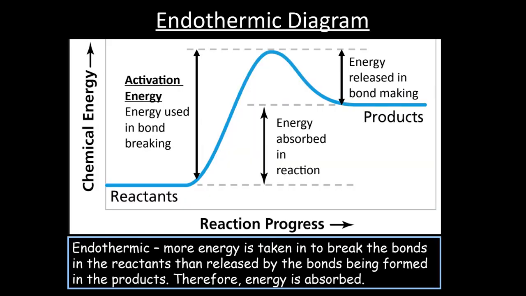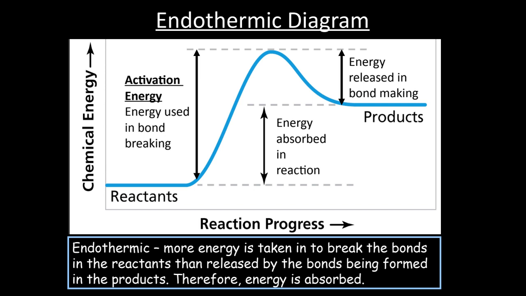Okay, so let's start first with the endothermic reaction. In an endothermic reaction, as you can see here, the reactants have low energy, and we give an energy which is called activation energy to start the reaction to produce a product. You see the products have higher energy than the reactants. This means that an amount of energy has been absorbed in the process.